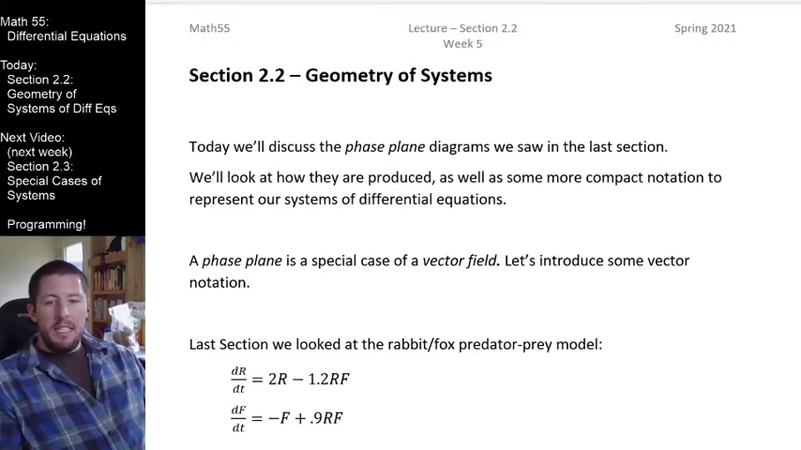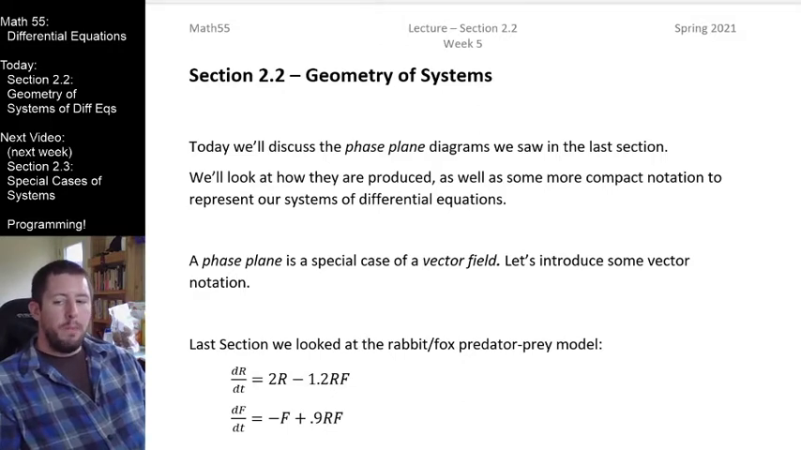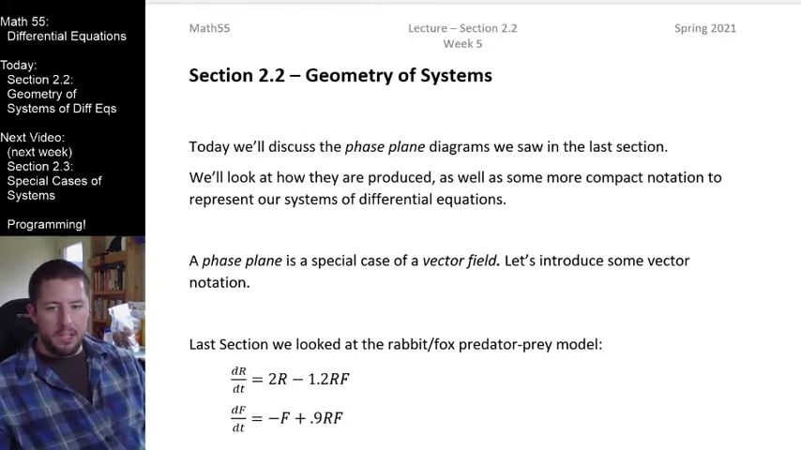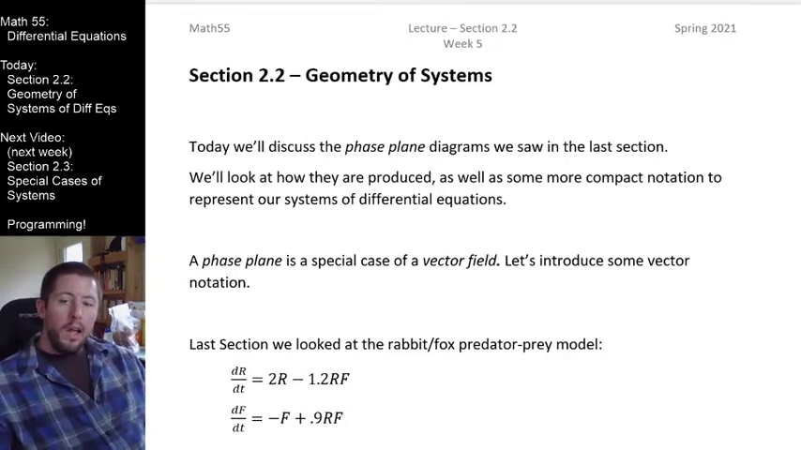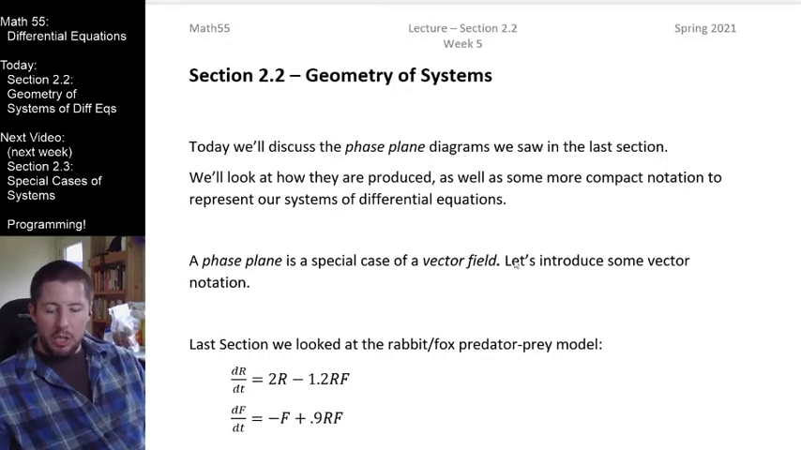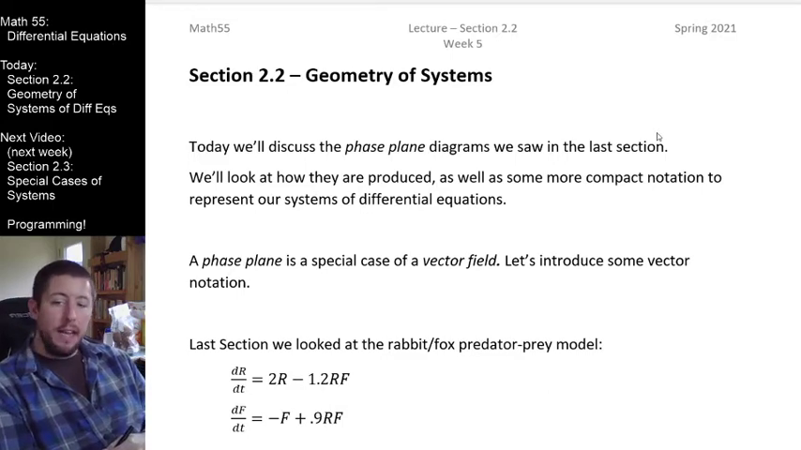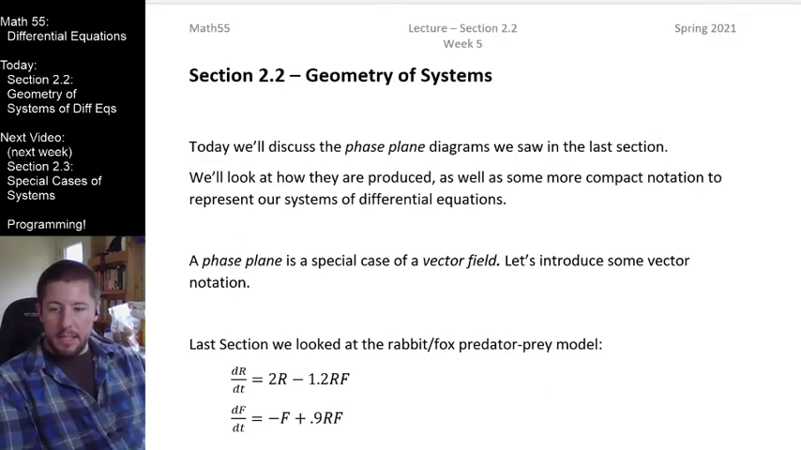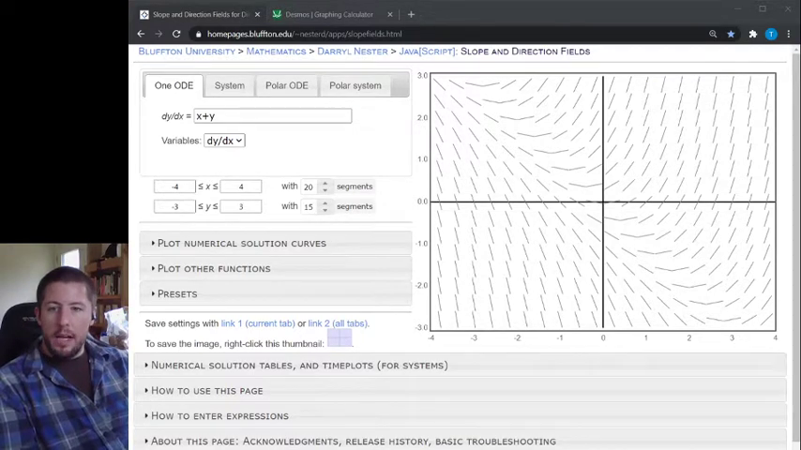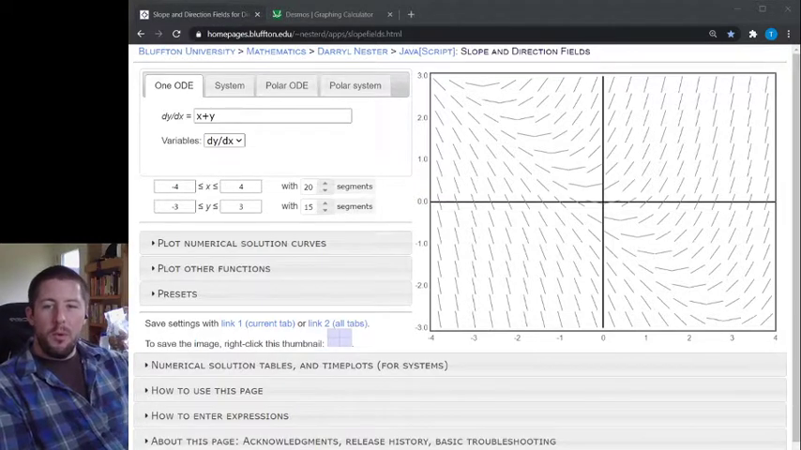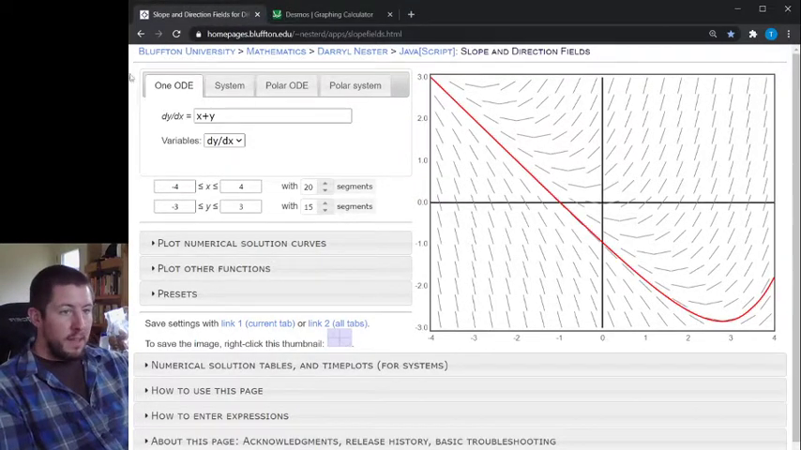Basically, in the last section, we saw these phase plane diagrams, and what we want to look at today is how those are actually produced, and what different notations we should be using associated with our systems to be more reflective of the graphs that we're actually seeing. In general, a phase plane is a special case of something we call a vector field. You have seen that when we graph these phase planes, and I could just pop over right now. Actually, this one's different than the other one I was looking at. That's okay. Oh no, never mind. Excuse me. It is the same.